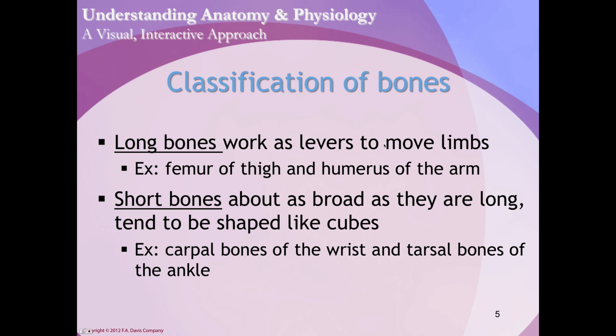Long bones work as levers to move limbs, so the femur of the thigh or the humerus of the arm. Then you have short bones. They are about as broad as they are long, and they tend to be shaped like cubes. So your carpal bones of the wrist and tarsal bones of the ankle are examples of short bones.